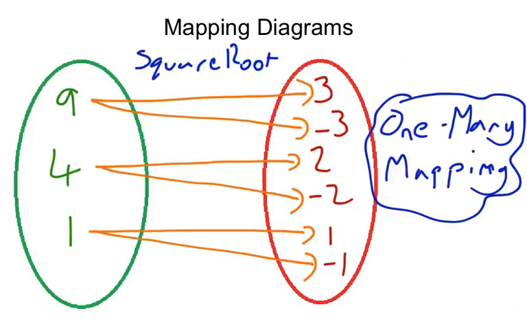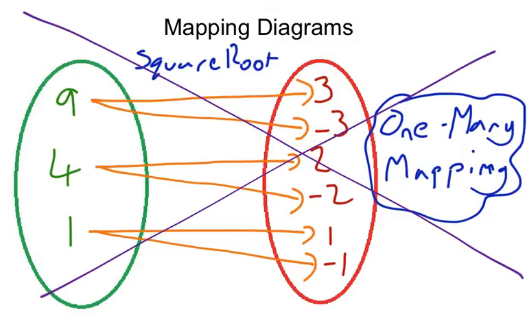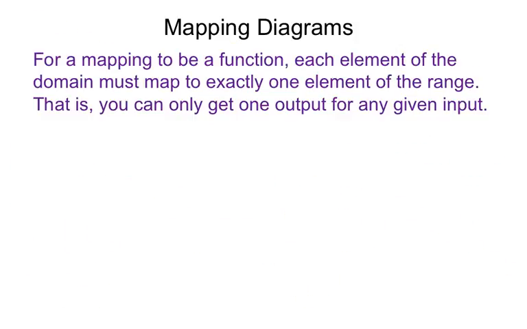But it cannot be one of these. Okay? This is not a function. A function cannot happen if you have one thing going to two different elements in the range. So for a mapping to be a function, each element of the domain must map to exactly one element of the range. Okay? You could only get one output for any given input. That's what makes it a function.